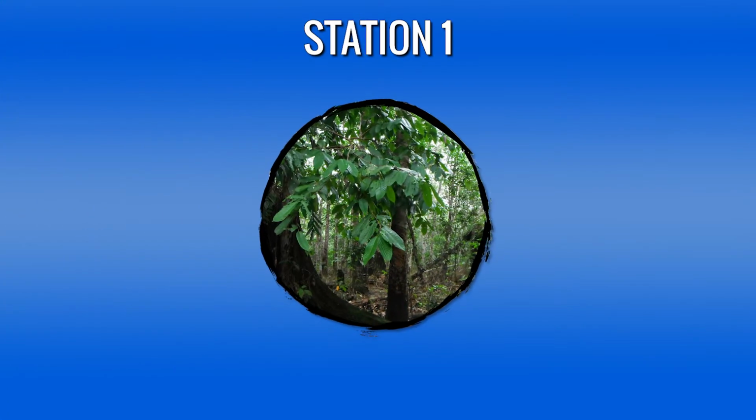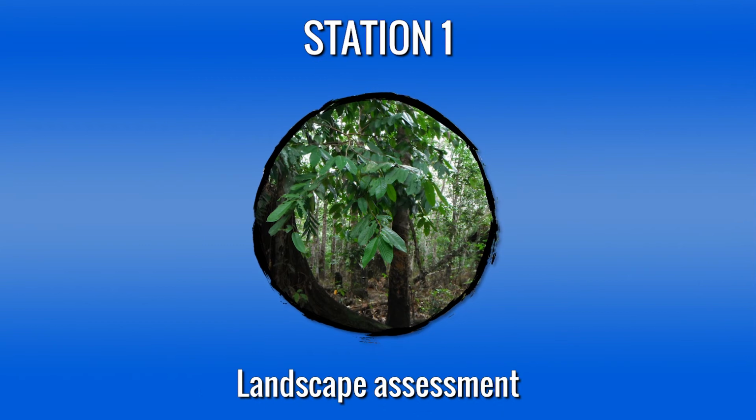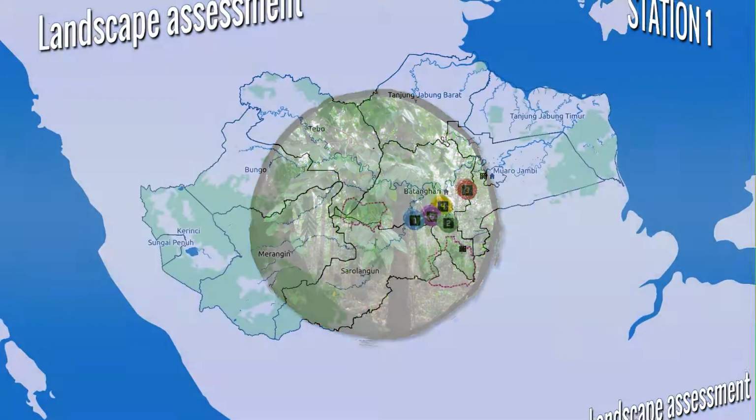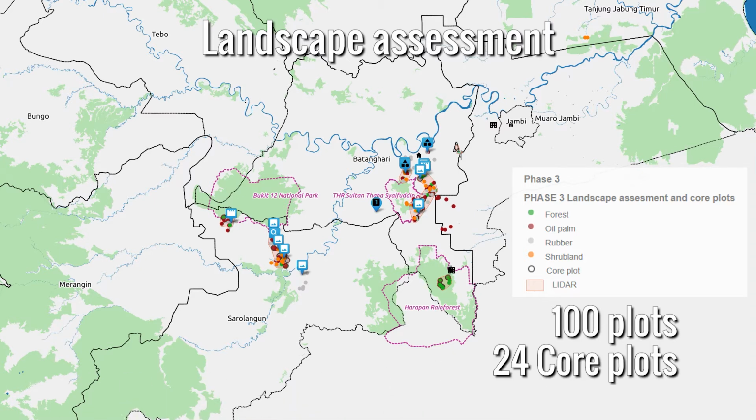We will take you on a virtual tour of our planned work for the new landscape assessment in Phase 3 of efforts. The landscape assessment consists of 100 plots, chosen from the candidate sites you can see here. Additionally, we included the existing 24 core plots. We newly added shrubland as one of the main land cover types in our study region, and we cover a large area with our 124 plots.